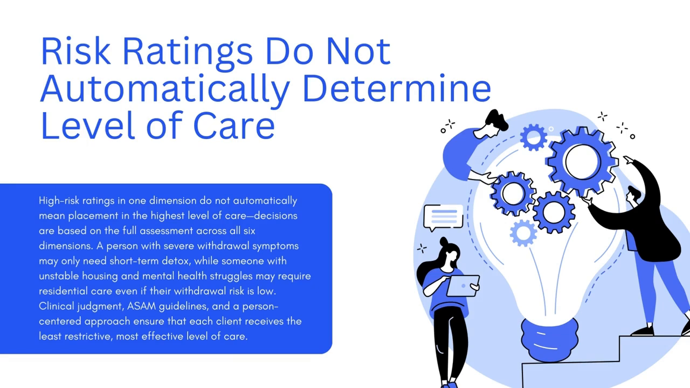Clinicians use clinical judgment, ASAM guidelines, and a person-centered approach to weigh risk levels across dimensions and determine the least restrictive, most effective level of care. The goal is to provide enough structure and support to meet the client's needs while avoiding overplacement in settings that might feel unnecessary or discouraging. So now that we understand how risk ratings influence placement, let's walk through how to complete an ASAM placement form and document these decisions effectively.